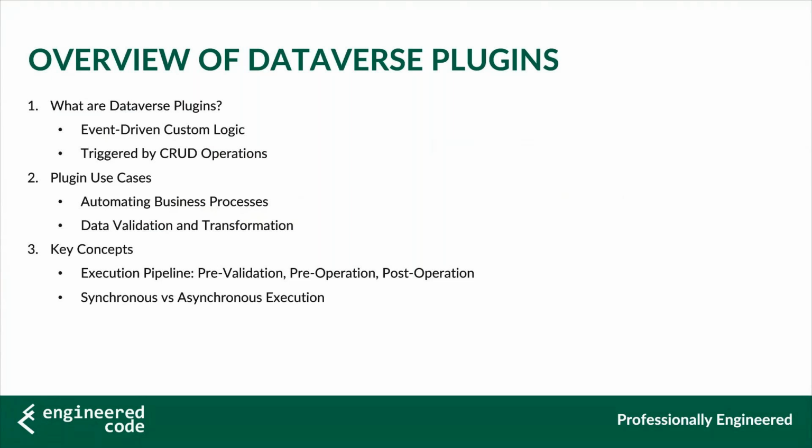So let's talk about some of the key concepts that are central to working with Dataverse plugins. First is the execution pipeline. When you write a plugin, you decide when it should run in the context of the data operation. So there are three main stages: pre-validation, pre-operation, and post-operation. Each stage allows you to influence the data at different points in the operation lifecycle.